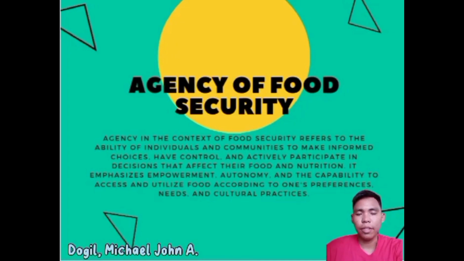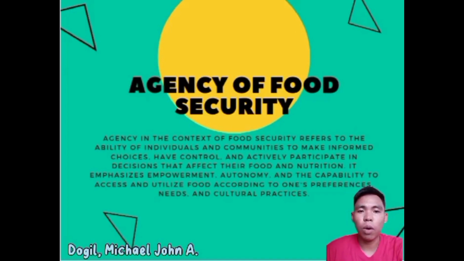Agency in food security. So, agency in the context of food security refers to the ability of individuals and communities to make informed choices, have control, and actively participate in decisions that affect their food and nutrition. It emphasizes empowerment, autonomy, and the capability to access and utilize foods according to one's preferences, needs, and cultural practices. It involves the following elements.